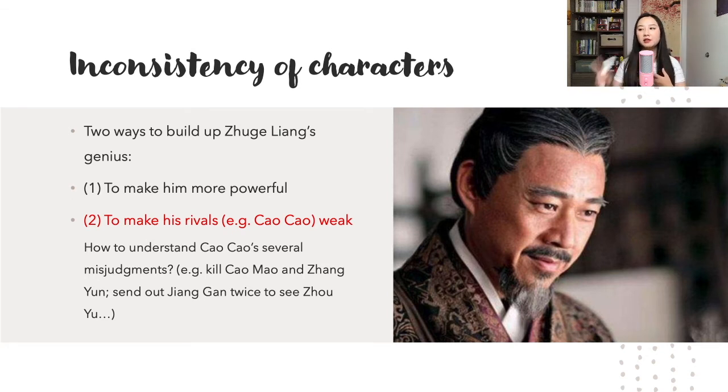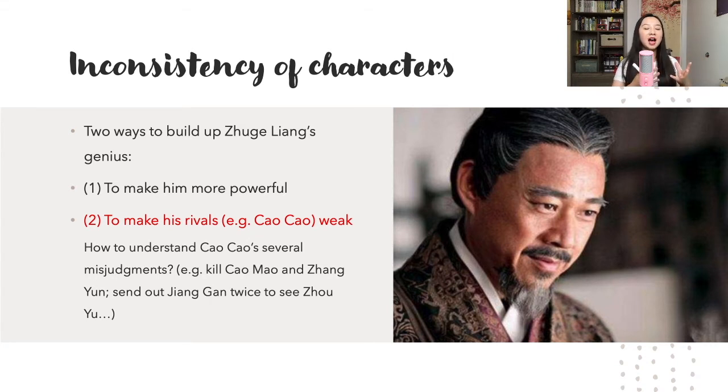And also in the novel, there's one more thing very, very interesting, that is he actually sent out Jiang Gan twice to see Zhou Yu. The first one is when Jiang Gan brought back a letter written by Cai Mao and Zhang Yun, telling Cao Cao, oh, these two are actually traitors, they plan to kill you or things like that. And later again, Cao Cao sent Jiang Gan to Zhou Yu and brought back the information about Huang Gai.